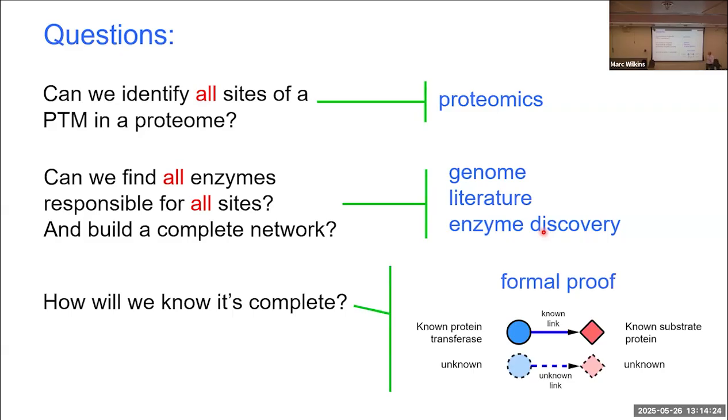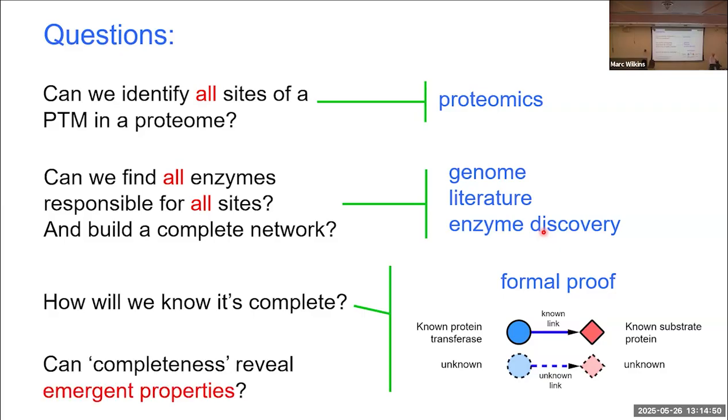But then there's this other question. If you are saying you've got all instances of a modification, you're saying you found all enzymes, well, how do you know that it's complete? Because modifications are hard to find. There's a lot of proteins in the proteome. They've got a lot of amino acids on them. How do you know you found all instances? And how can you then make some bold claim to say this is complete or near complete?